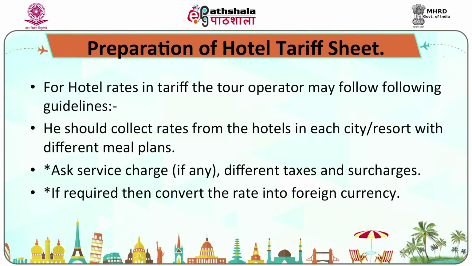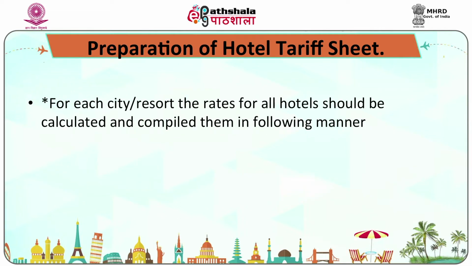Preparation of costs, hotel confidential tariff. For hotel rates, the tour operator may follow the following guidelines. He should collect the rates from the hotels in each city and resort with different meal plans. Ask about service charges, if any, and different taxes and surcharges. If required, then convert the rate into foreign currency. For each city and resort, the rate for all hotels should be calculated and compiled in the following manner: single room, double room rates, then European plans, American plans, modified American plans, continental plans.